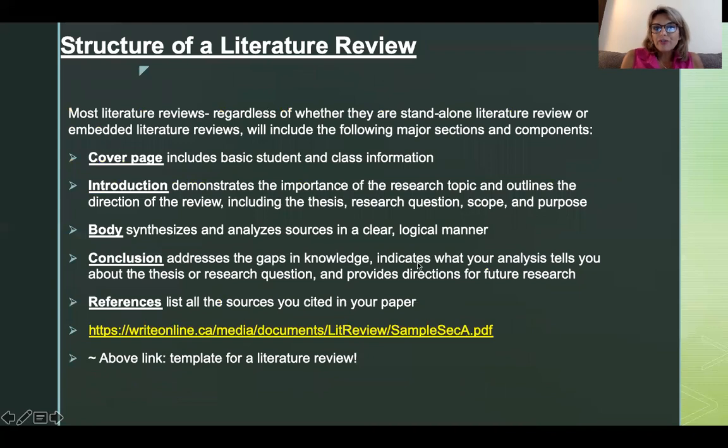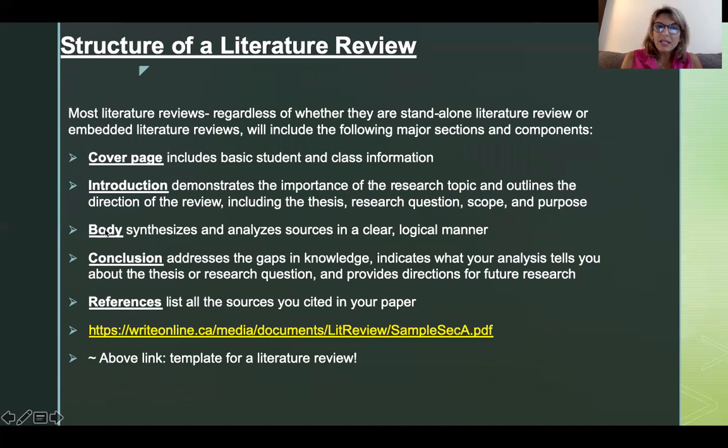So, the structure of a literature review. This is very basic, but I just wanted to go over it. I mean, it's pretty simplistic. You're going to have your cover page, your introduction to demonstrate the importance of the research topic and outline the direction of the review, including the thesis, the research question, the scope, and the purpose.